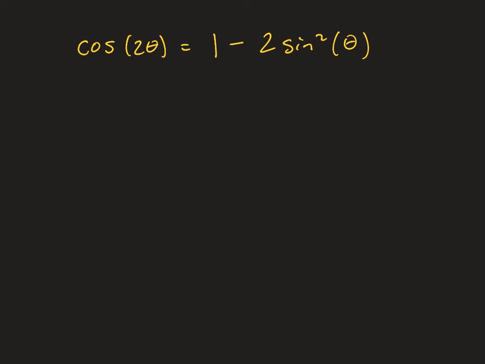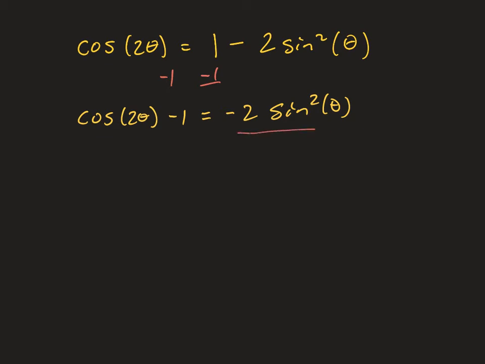If we go back to one of our double angle formulas, this time the one that includes sine squared theta, and we do the same process, we solve for sine of theta, we can develop the other half angle formula. I'm going to need to be careful with this negative sign right here, but I'm basically going to subtract 1 from both sides. And I'll end up with cosine 2 theta minus 1 equals negative 2 sine squared of theta. And then I'm going to divide by negative 2, but I'm going to be careful how I write that.